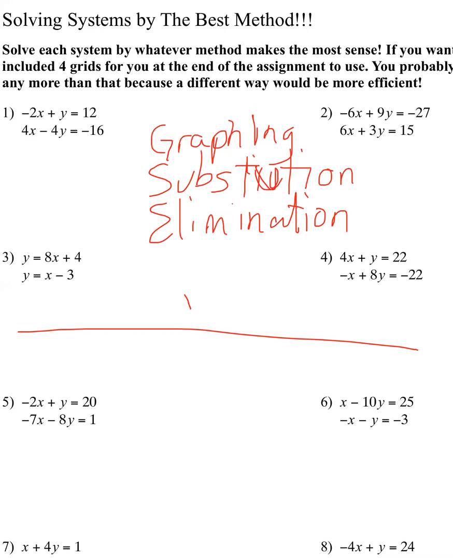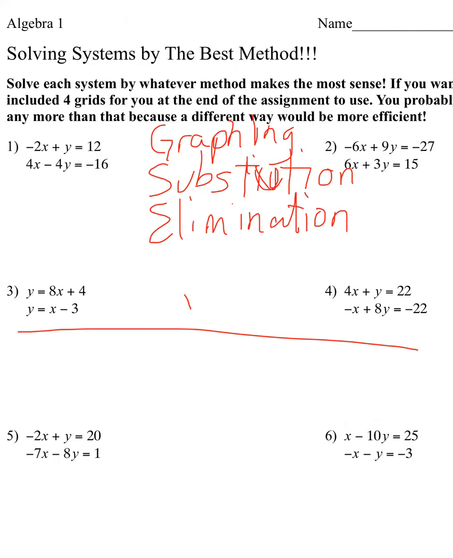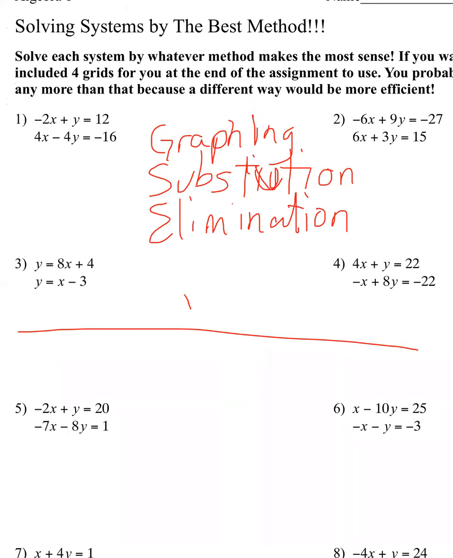The one that I like is three. Take a look at three. Wouldn't it be so quick and easy to solve that one by graphing? I think it would be. I can very easily plot those, graph them, and find my intersection point. So this one I'll just put a G, because I'm going to do that one by graphing.